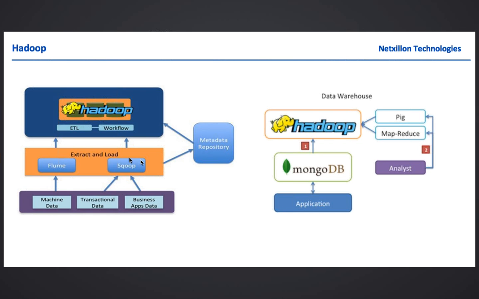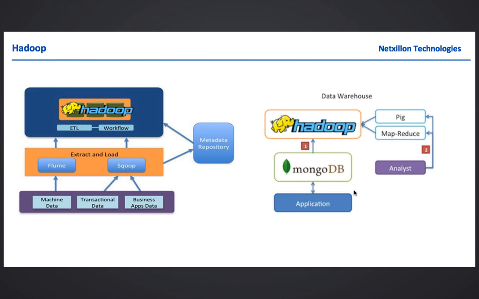Second will be Sqoop. Sqoop will be used for structured data. Let's say Oracle or MySQL. You have some table, some data in MySQL. You want to upload that into Hadoop or export back into MySQL. So for that we will use Sqoop. So we have two tools: Flume for semi-structured or unstructured data, Sqoop for structured data. Right? So this is from an ingestion point of view.